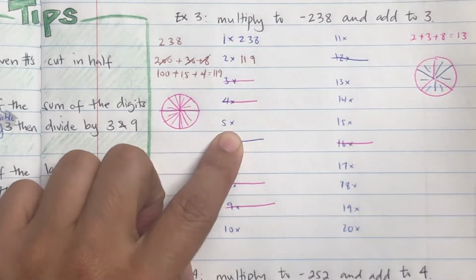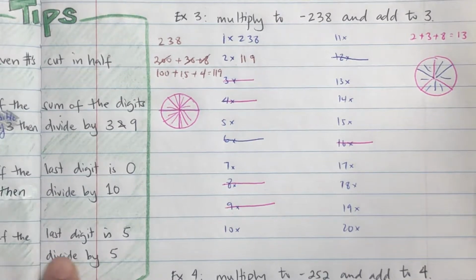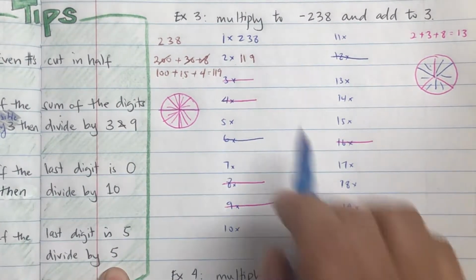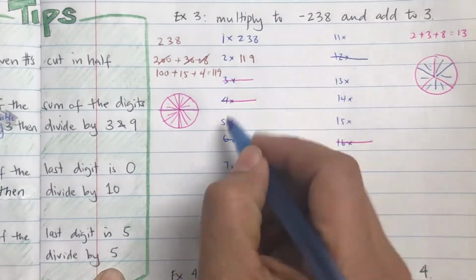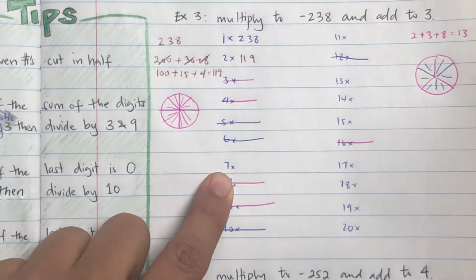All right, so I move on to the next number, 5. If the last digit is a 0, then divide by 10. If the last digit is a 5, then divide by 5. Well, it's not a 5, so I can't divide by 5, and I can't divide by 10. So now I move on to the next one.